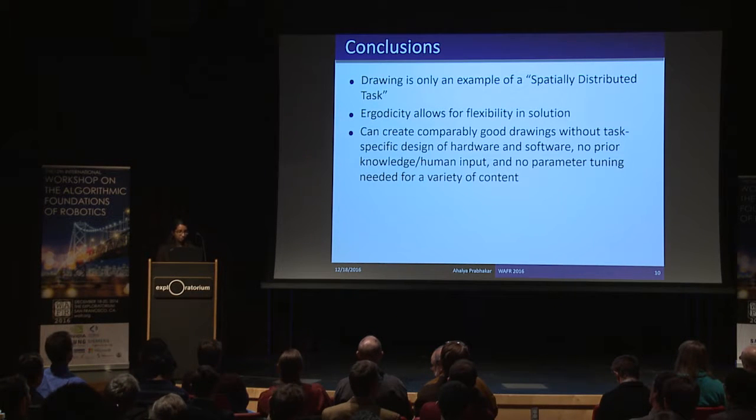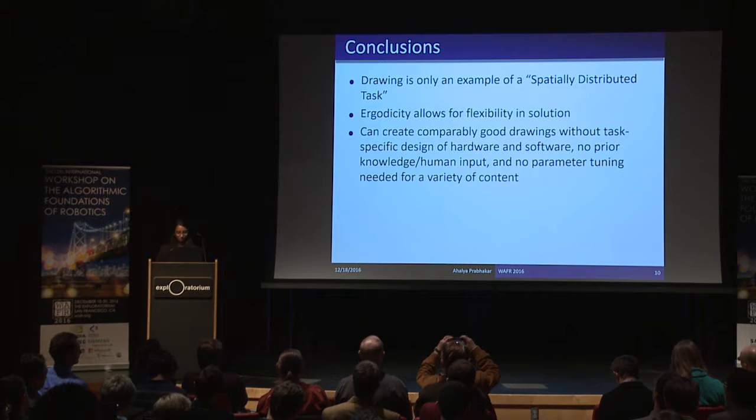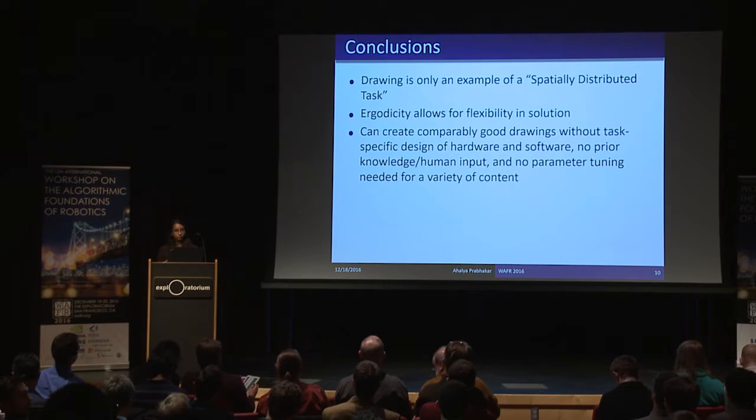In addition, we were able to do so without the need for task-specific design of both the hardware and software. There was no need for prior knowledge or human input. And in terms of parameter tuning, while there are parameters that needed to be tuned, between a whole wide variety of content we didn't actually have to do any parameter tuning to create a wide variety of images. And finally, the last thing would be the fact that the dynamics of the renderer do matter, and the way the renderer moves does affect the way the rendering is actually processed.